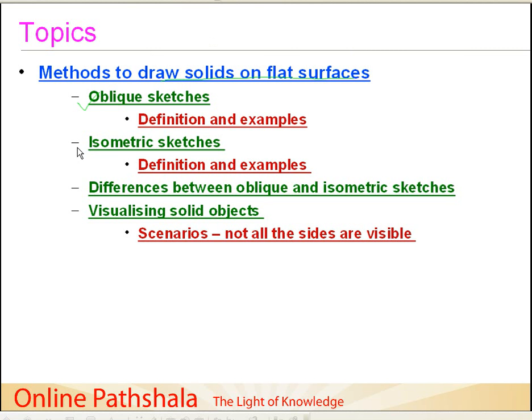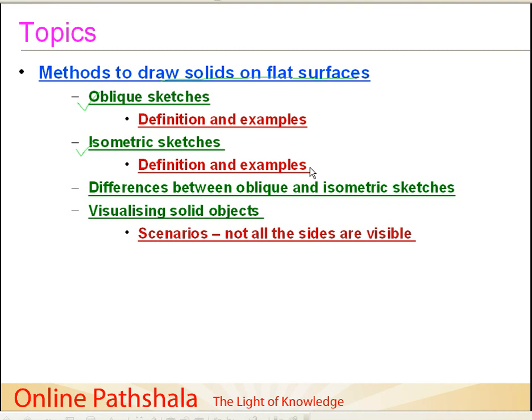And then I will discuss another very widely used method known as isometric sketching. It is used quite a lot in engineering drawing, and even architects use it. Then we also quickly cover the differences between the oblique and the isometric sketches. That is, after we go through both methods of sketching, we will try to see the differences between them.